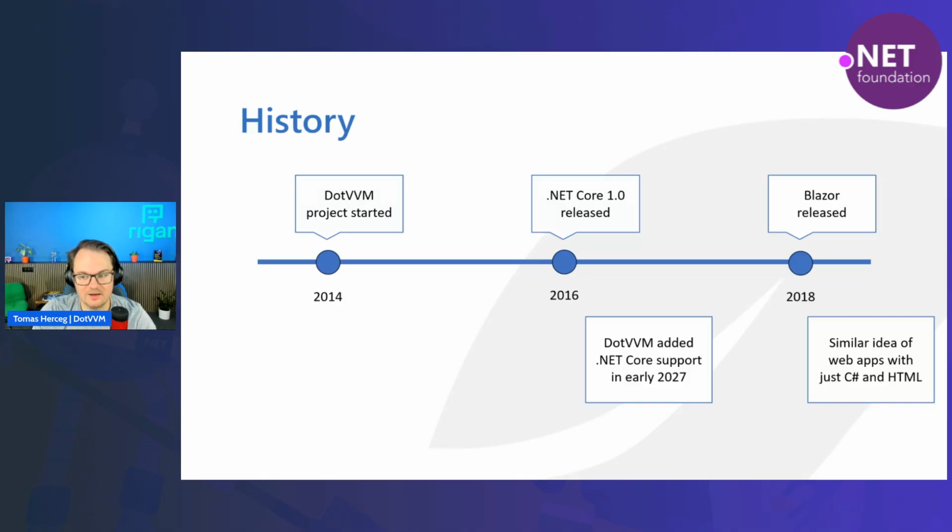In 2018, we saw that Blazor was released, and the goal of Blazor is basically the same as the goal of .vvm, to allow building interactive web apps without writing a single line of JavaScript. So you just use C# and HTML, and the rest of the magic happens somehow inside the framework. So we were a little bit earlier, but our goal is the same.